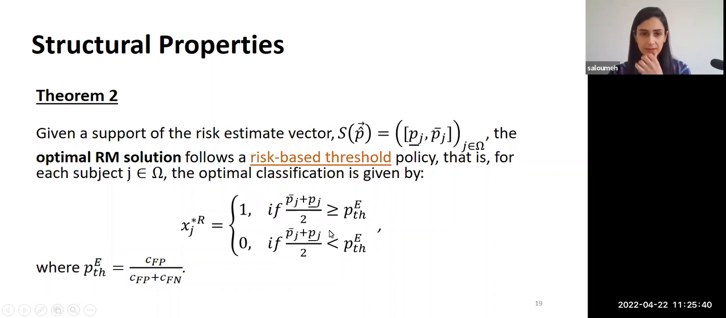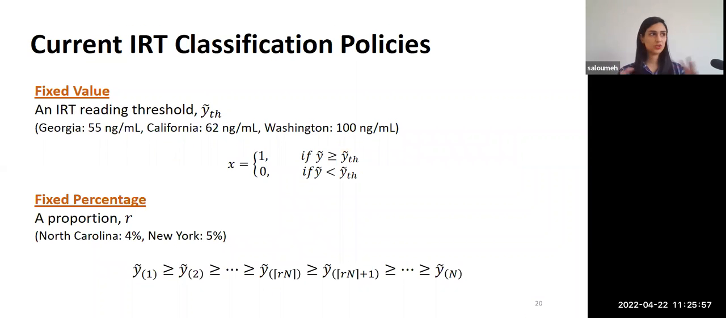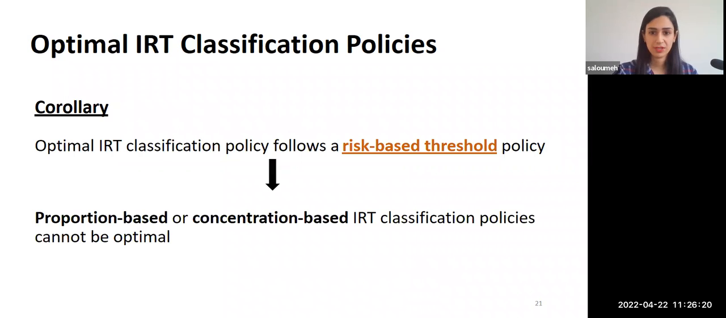For problem RM, the regret-based problem, this is very similar. The threshold is the same, but here, instead of comparing the point estimate of the risk, we compare the average of lower and upper bound of the risk with the threshold. So again, to summarize, this shows that the optimal policy is a risk-based threshold policy, which means that the current policies, the fixed value and fixed percentages, cannot be optimal in any case. So there is no fixed IRT value that can be optimal, or there is no fixed percentage that can be optimal. And that's the main result here.